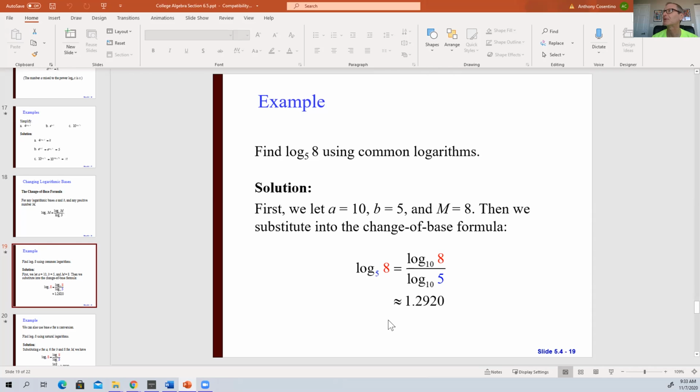And I'm just going to use the slides for this. So here we have log base 5 with argument 8. Here we use base 10, and what goes in the numerator is log of 8, and what goes in the denominator is log of 5, and you just get out your calculator and do the division.